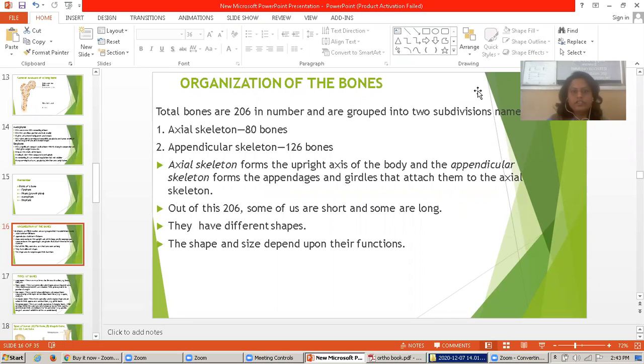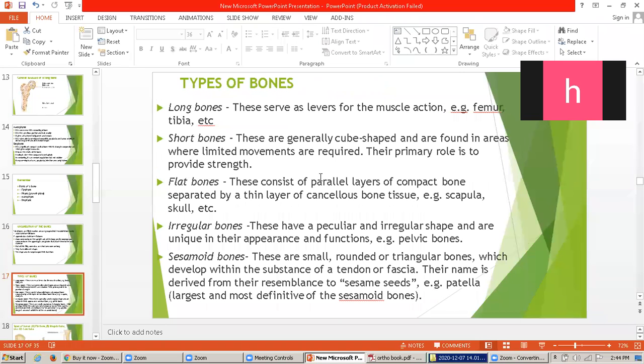This is about the organization of the bone. The axial skeleton forms the upright axis of the body, and the appendicular skeleton forms the appendages and girdles that attach them to the axial skeleton. Out of these 206 bones, some are short and some are long bones, so they have different shapes. The size and shape depend upon their functions. Then the types of the bone.